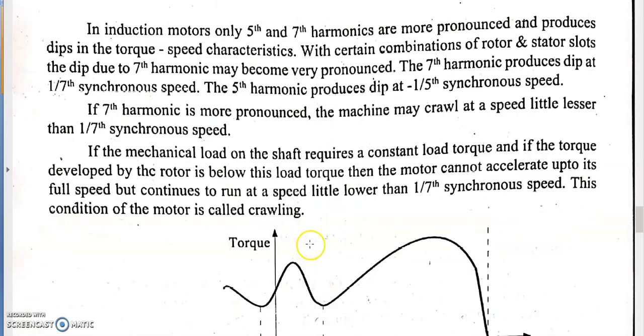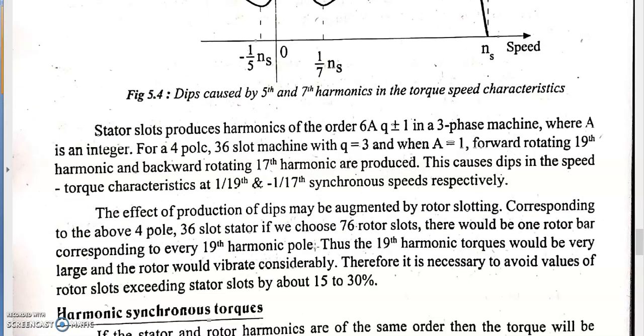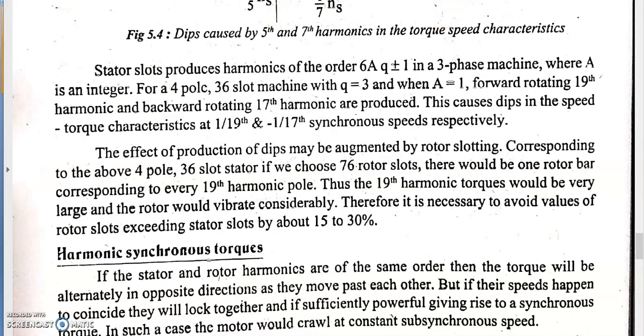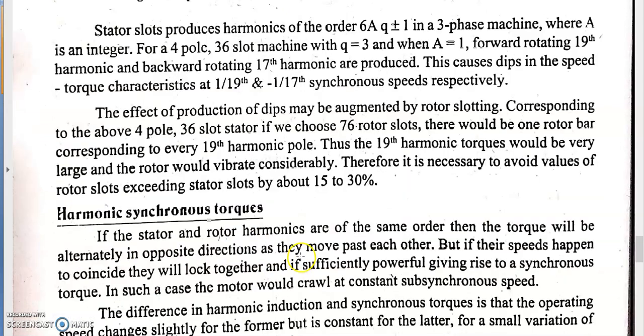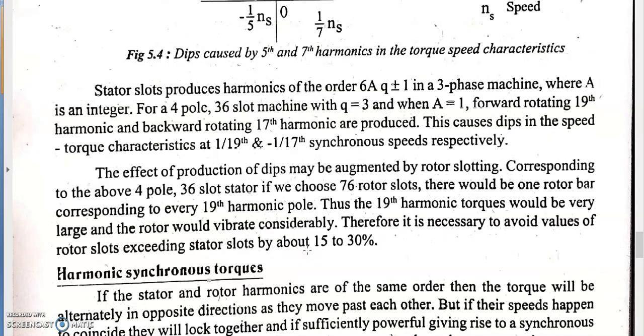So the motor will be operating at a certain subsynchronous speed due to the presence of harmonics, due to the selection of stator and rotor poles. So that has to be avoided. Therefore there is always a constraint that it is necessary to avoid values of rotor slots exceeding stator slots by 15 to 30%. So rotor slots will be greater, but should not exceed 15 to 30% of stator slots. So this is with respect to harmonic torques.